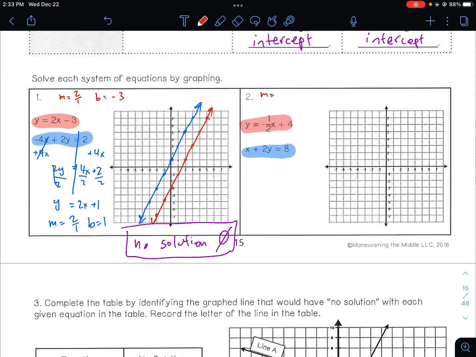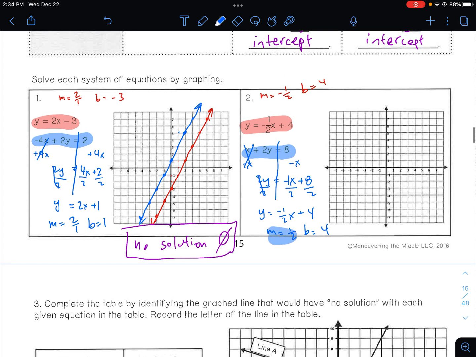My slope is negative 1 over 2. My y-intercept is 4. My blue line needs to be rearranged. I need to get rid of the x on this side. So I'm left with 2y equals negative x plus 8, divided by 2. That cancels. Divide that by 2. So negative 1 over 2x plus 8 over 2 is just 4. So slope is negative 1 over 2. Y-intercept is 4.